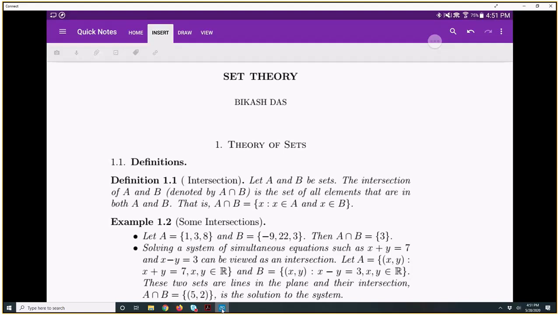So we're going to start talking about operations on sets. The first operation that we'll talk about is the intersection of two sets. So if A and B are sets, the intersection of A and B we'll denote by this symbol. Looks kind of like an upside down U. The intersection of A and B will be the set of all elements that are in both A and B. So if you wanted to see that in set builder notation, it would look like A intersection B is the set of all x such that x is in A and x is in B.